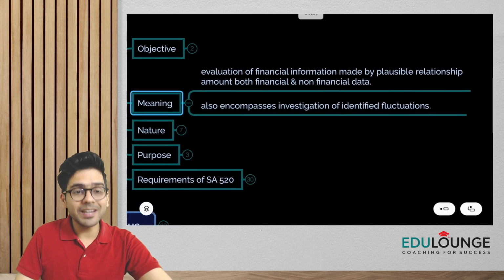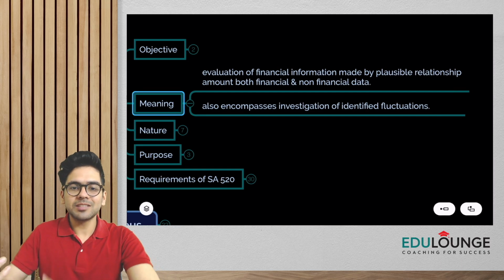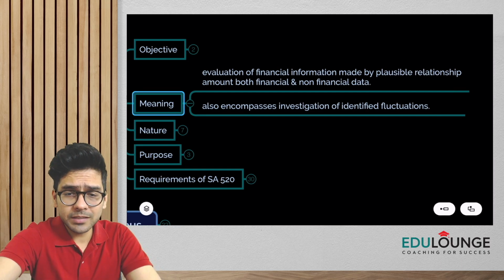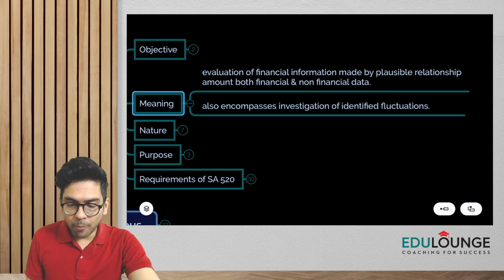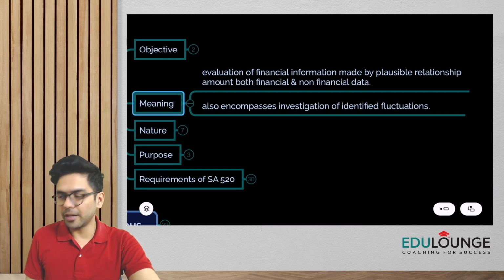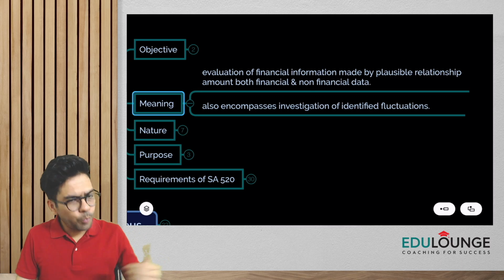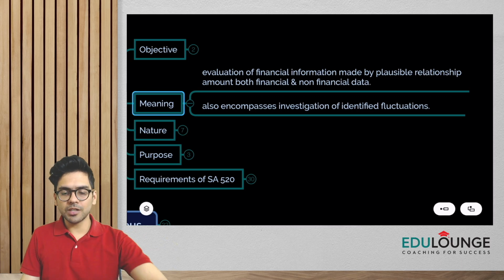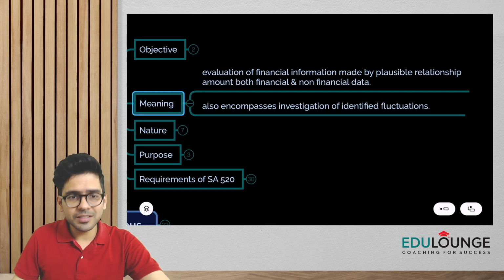It says that evaluation of financial information. When I say analytical procedure, what does it mean, guys? Analytical procedure means evaluation of financial information made by plausible relationship among both financial and non-financial data. So we are evaluating the financial information here by analyzing both financial as well as non-financial data. Now what does this mean, guys? Try and understand it in this manner.